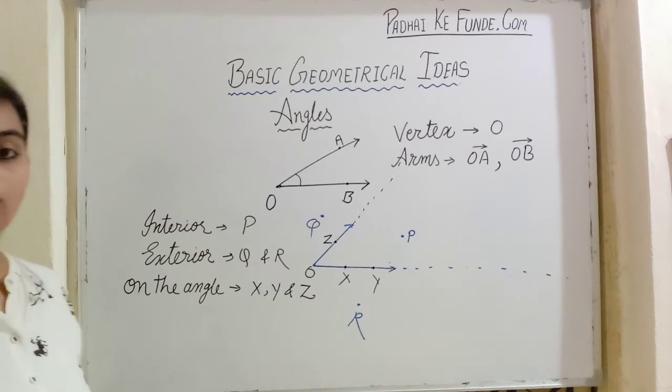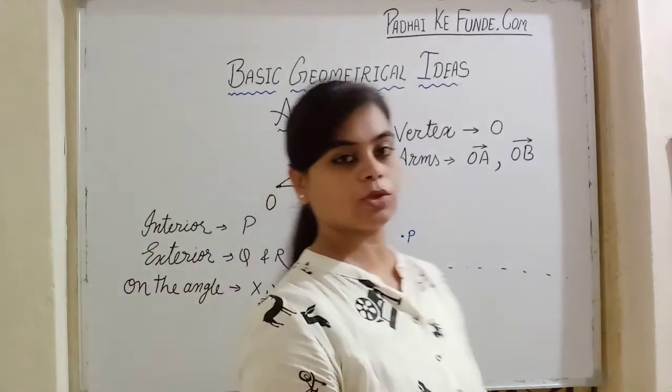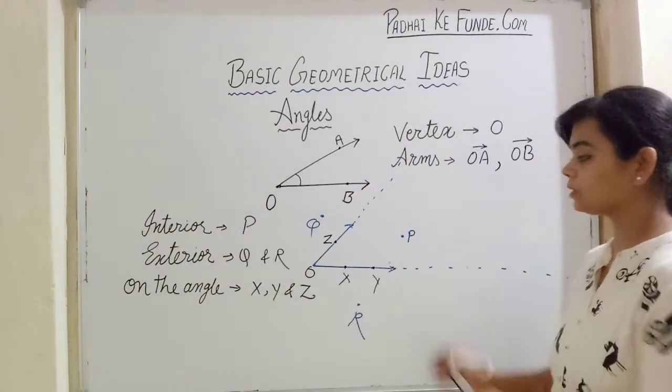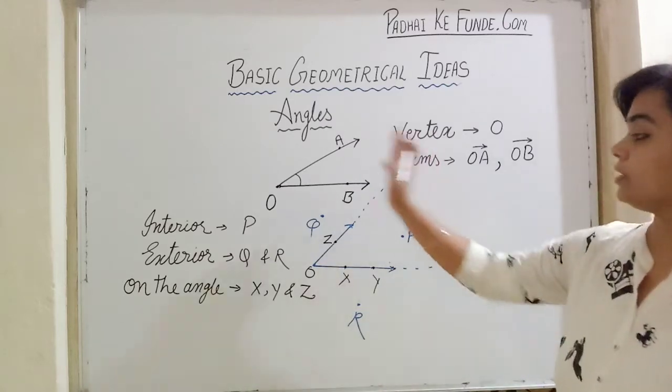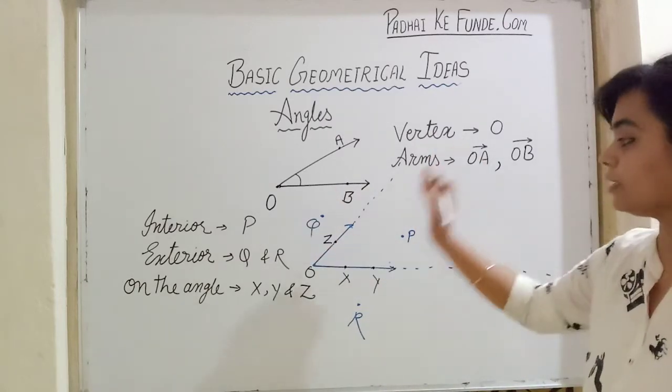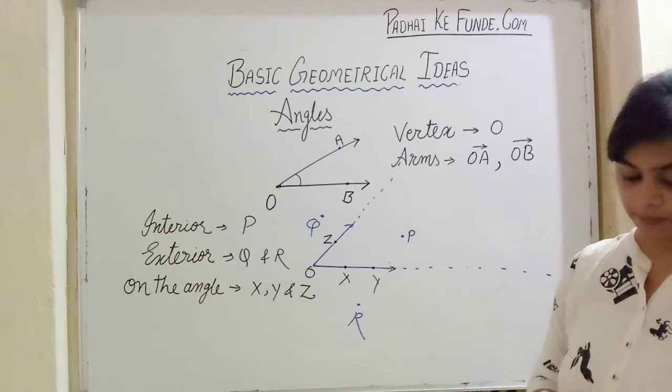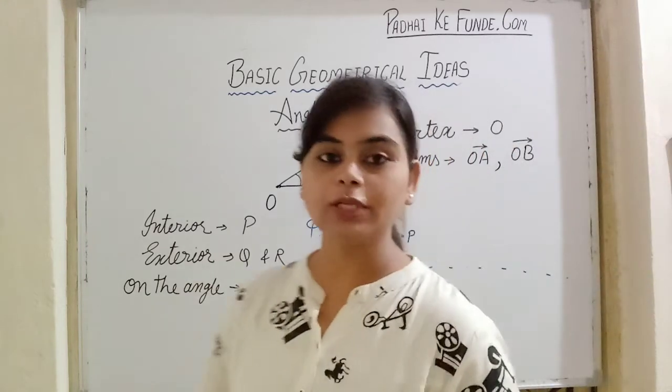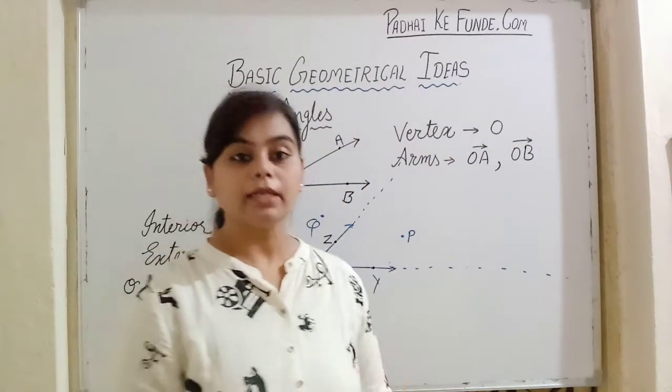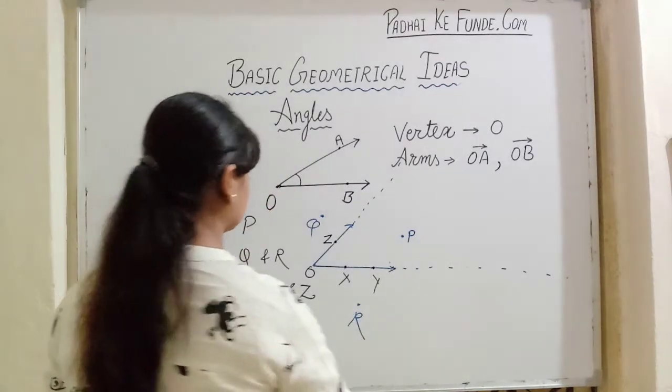So in this way we represent the position of the given points, whether the point is in the interior, in the exterior, or on the angle. Now I will tell you how to write the name of a given angle.